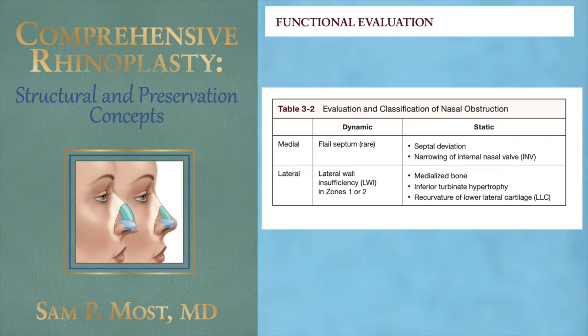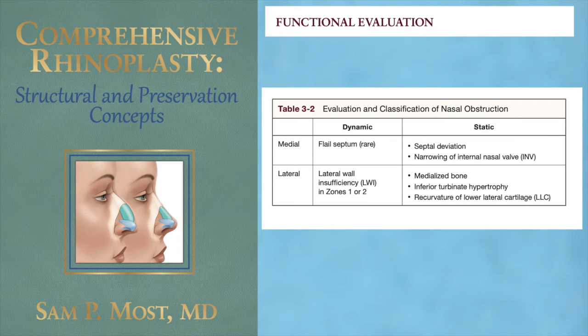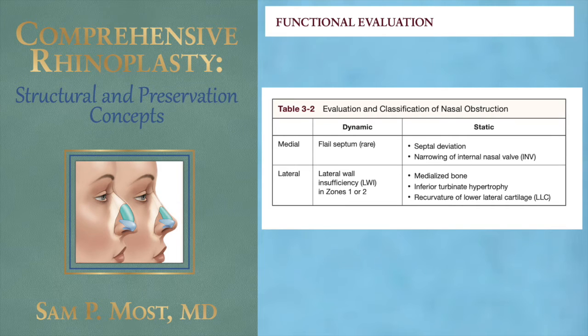And ultimately, when we're thinking about our functional evaluation, I think about whether there's static or dynamic collapse, or obstruction, I should say. And lateral wall insufficiency is, of course, lateral dynamic collapse, which I just described. And static movement of the nasal bone due to trauma or prior surgery is another problem that can happen laterally. And medially, septal deviations are the most common thing. Especially high septal deviations, which can impinge the nasal valve, are something that's important and you should definitely evaluate in all your patients.